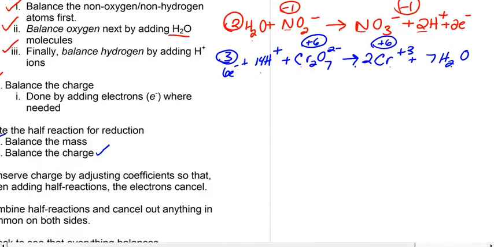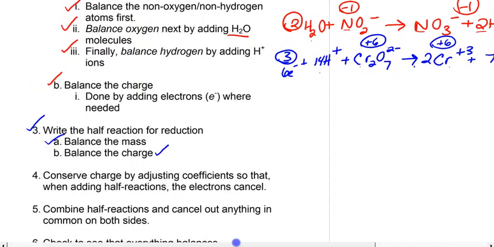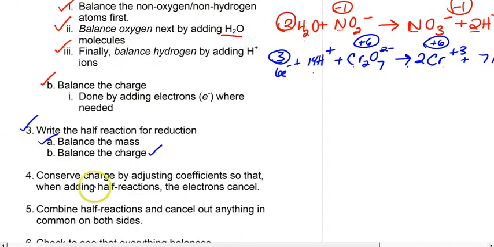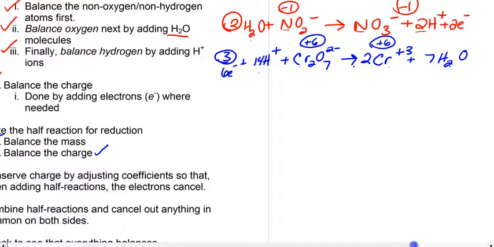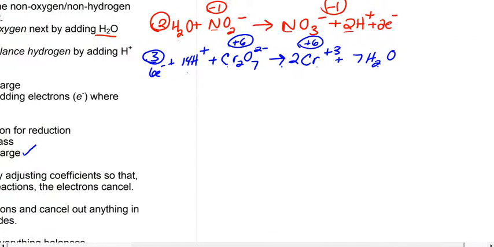Now I'm going to do the next step in my rules, and I'm going to conserve the charge by adjusting the coefficients so that when adding them up, the electrons will cancel. You should never ever show the electrons in a balanced equation. We know that they're flowing. Now we know where they're coming from. That's really a benefit of balancing our reaction here, is to know where these electrons are flowing. But we don't see that in the end balanced equation.